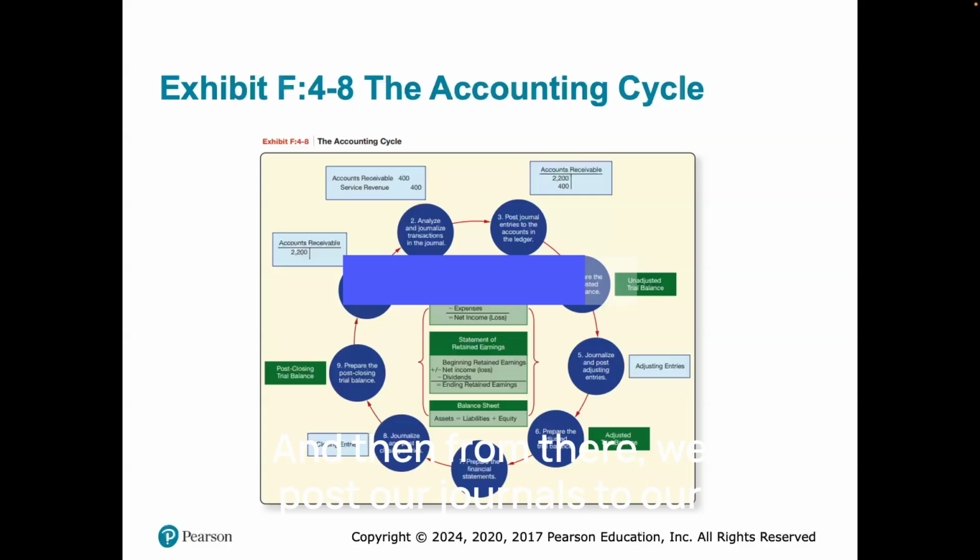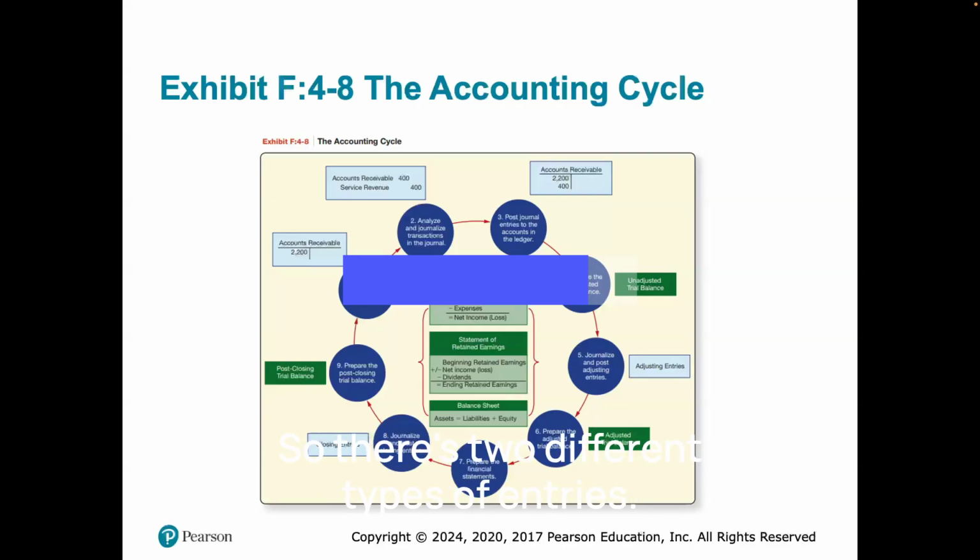And then from there, we post our journals to our ledger. And then we prepare an unadjusted trial balance. And after we produce that unadjusted trial balance, then we need to go and journalize and post our adjustments, right? So we need to analyze and create all of our adjustments and then post those as journal entries. And then we need to prepare an adjusted trial balance, right? So then we get our trial balance, and then we prepare the financial statements, and journalize and post closing entries.